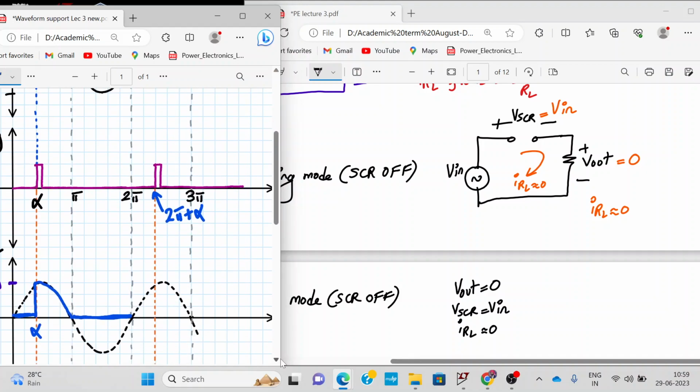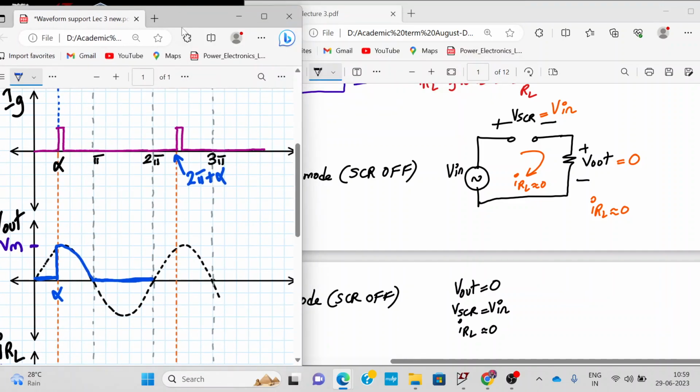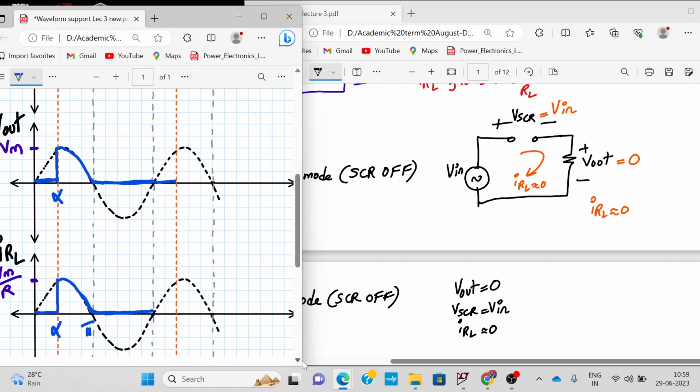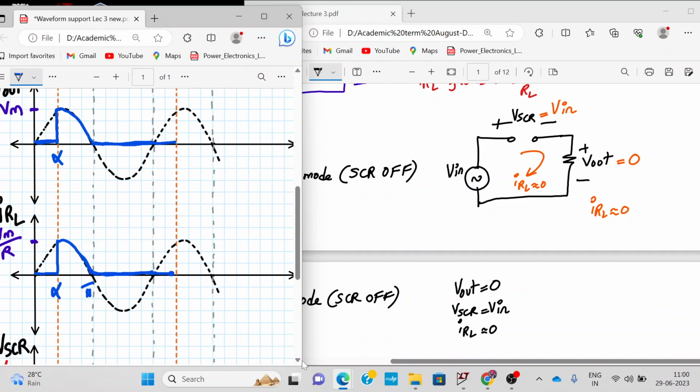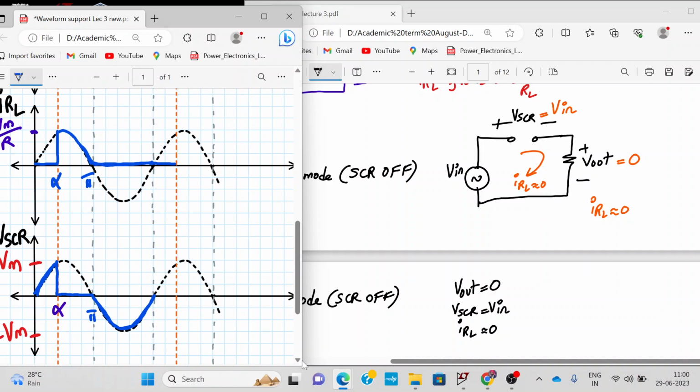From 2 pi to 2 pi plus alpha, the following thing happens. The output voltage over here, I am plotting the output voltage from 2 pi to 2 pi plus alpha. So output voltage is 0. The current is also 0. What about the voltage? The voltage across the SCR will follow the input till 2 pi plus alpha. So this is what happens till 2 pi plus alpha.